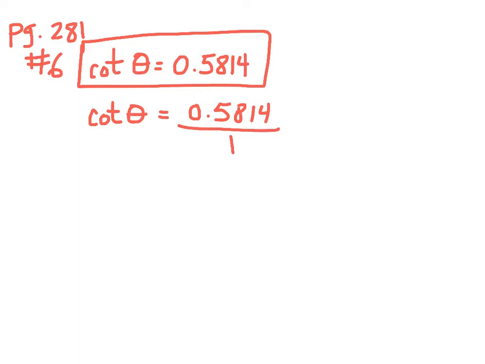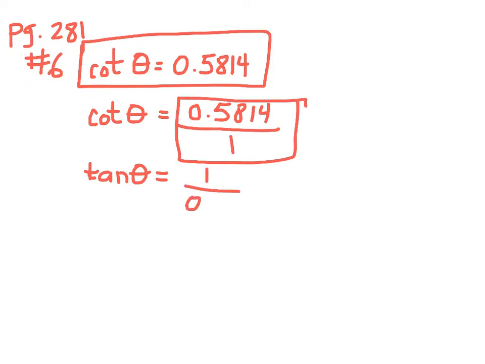So if we wanted to use our calculator, you could bring cotangent to the other side now, but you could change this right now. We know that tan is the reciprocal of cotangent. So if cotangent is this number here, then we know that tangent is 1 over 0.5814, because it's the reciprocal.